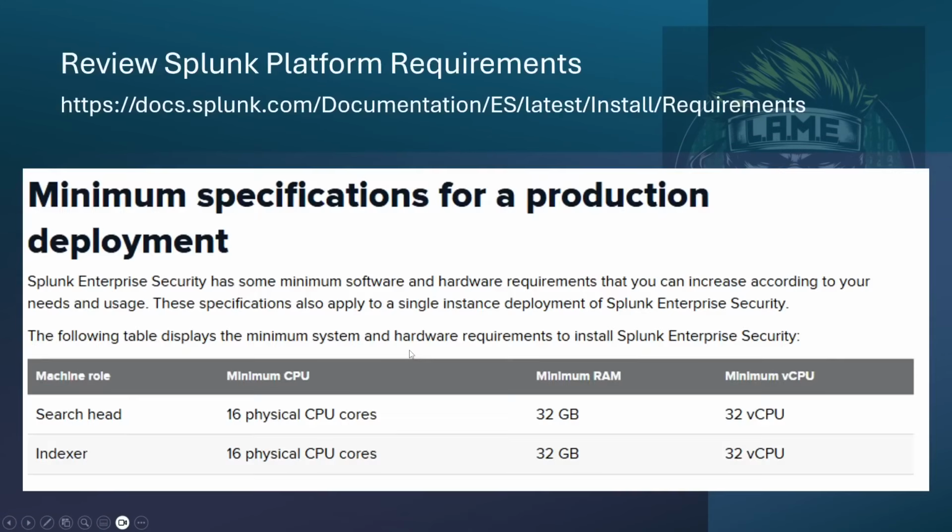The planning section of the installation guide has a table specifically outlining those minimums. For a search head, it lists 16 physical CPU cores as the minimum. And for RAM, the minimum is 32 gigabytes. It also specifies a minimum of 32 virtual CPUs for a search head.